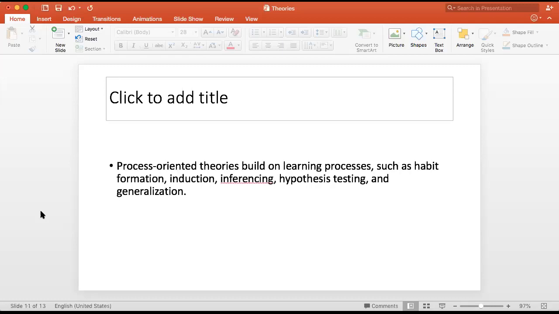Now, process-oriented theories are built on language learning processes such as habit formation. I gave you the example of stimulus response, that is habit formation. I don't know how many of you have a science background where you have read Skinner's theory and his experiments. So for your homework, I would like you to read about Skinner's theory, and I would like you to read about behaviorism.